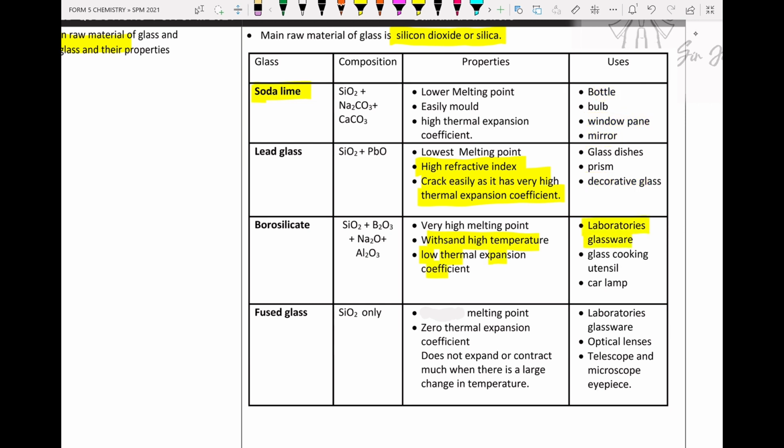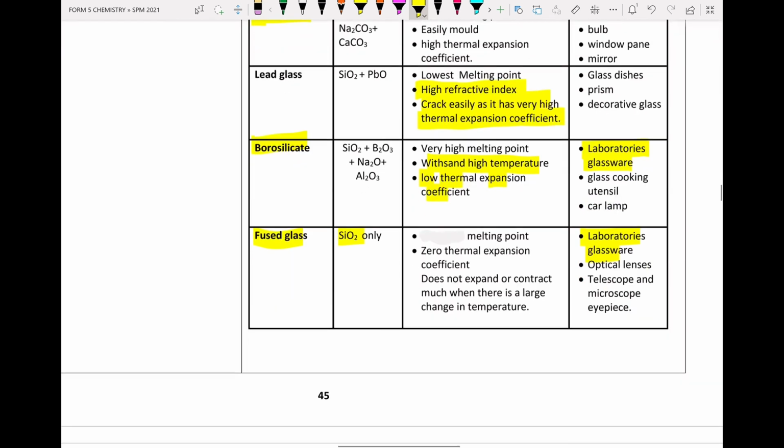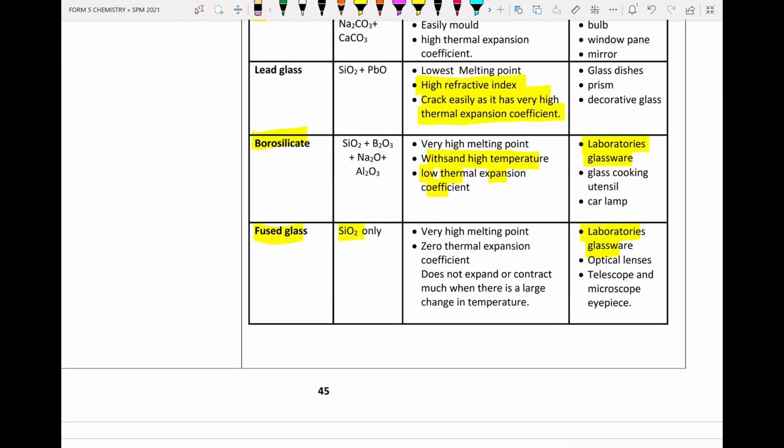Please remember, laboratory glassware. We have two glasses, which are borosilicate and fused glass. So we go for fused glass. Fused glass is made up of silicon dioxide only. It has a very high melting point. It has zero thermal expansion coefficient, so it does not expand or contract much when there is a large change in temperature. It is used to make optical lenses, laboratory glassware, telescope or microscope eyepiece.